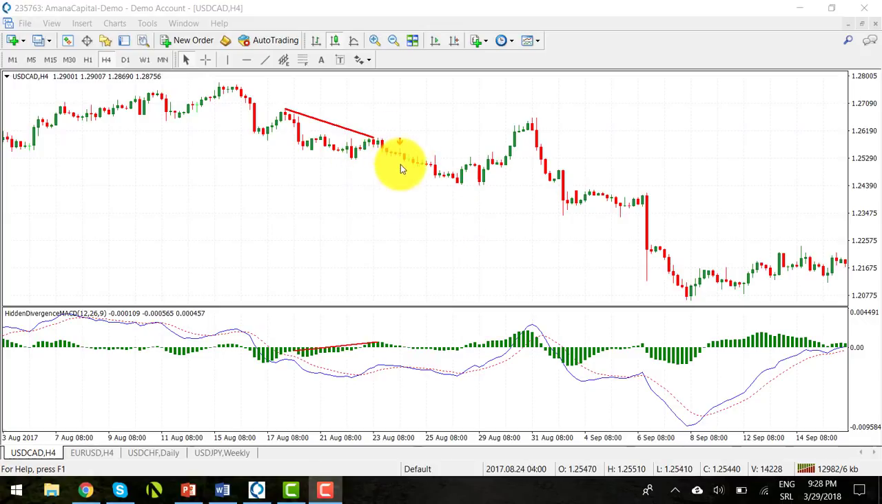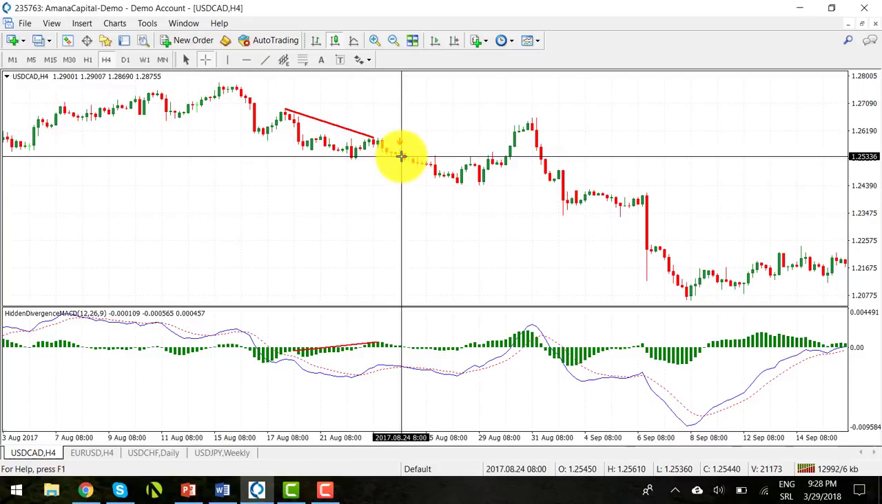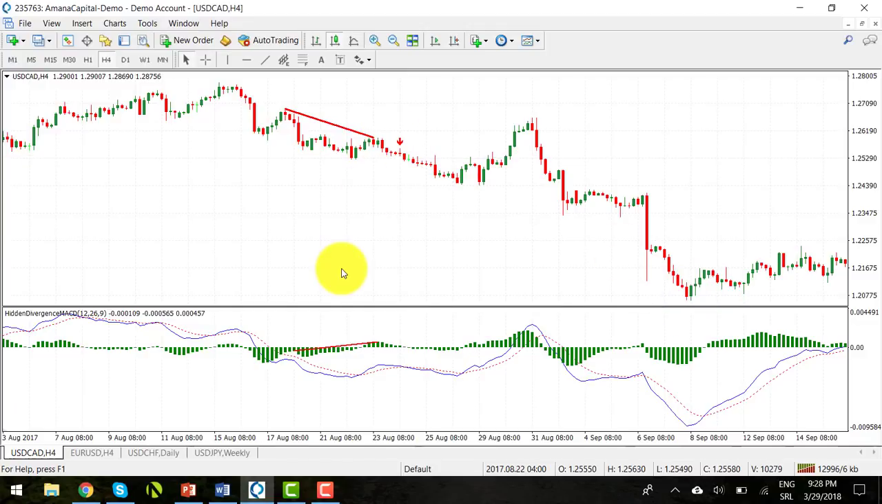So we could enter with a short position here and place our stop loss order just above the recent swing high, which is located here. And as you can see, the downtrend continued the following days, and you could easily make around 450 pips on this trade.